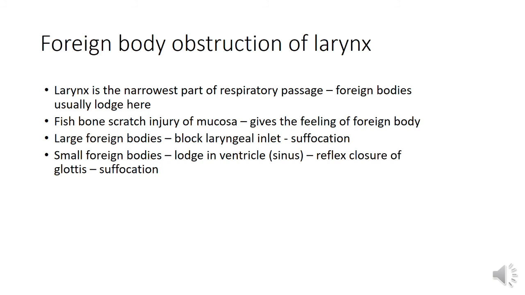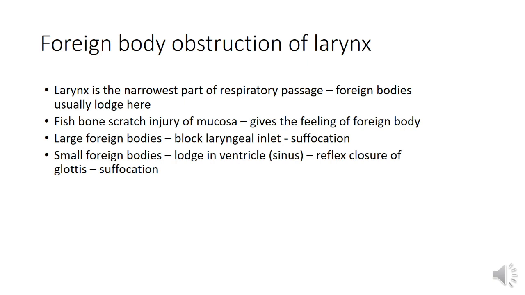Sometimes even a fishbone scratch injury of the mucosa can give the feeling of the presence of a foreign body. Some of you might have felt that. Yes. When the foreign bodies lodged in the larynx are large, they block the laryngeal inlet altogether, leading to suffocation, and if first aid is not instituted immediately, may lead to death.